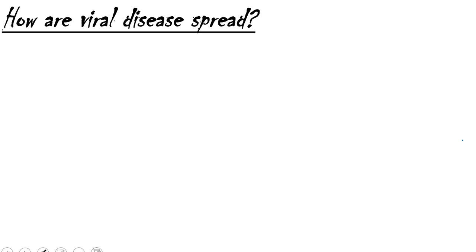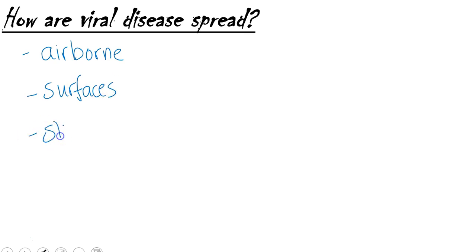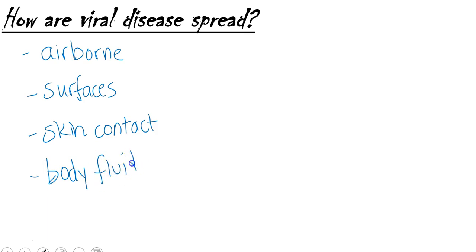All right, so now let's talk about how our viral diseases spread. They can be airborne. They can be left on surfaces. You can pick them up with skin contact. They can be passed through body fluids like vomit or blood. When we talk about sexual contact or sexually transmitted diseases, it's usually a combination of skin contact and body fluids. They can also be passed in contaminated food and water.